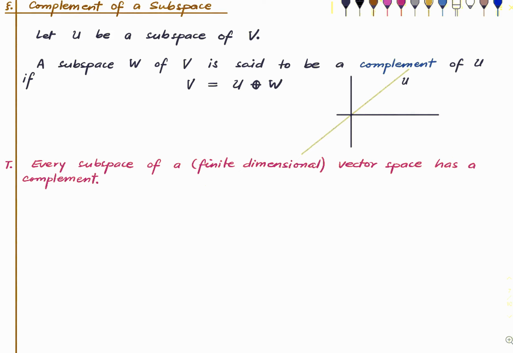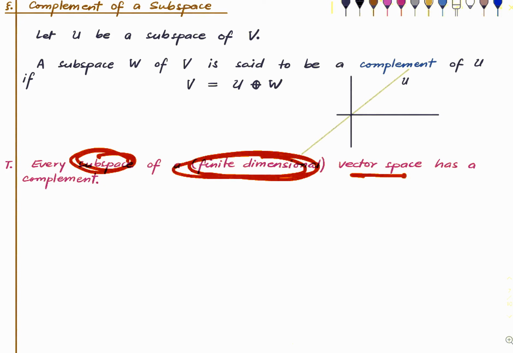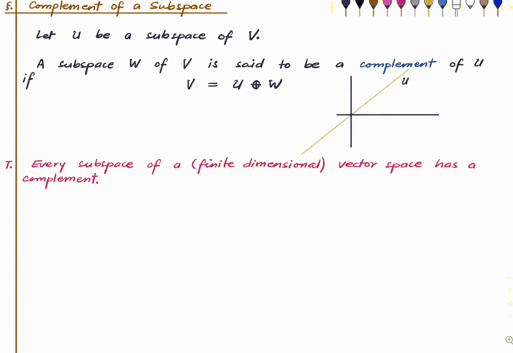It's also a very simple fact that every subspace of a, again, finite dimensional vector space has a complement. In fact, it will have many complements in general. Okay, so let's prove this. Very easy to prove.